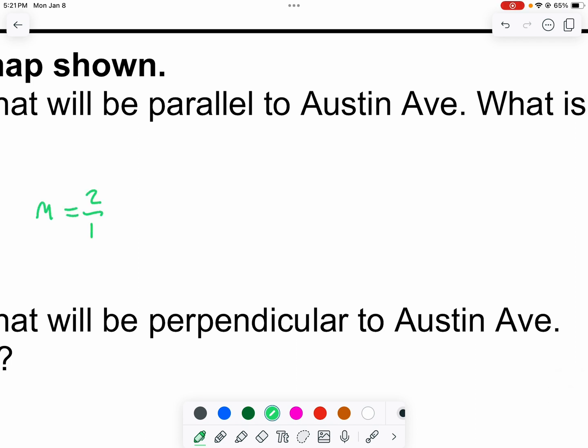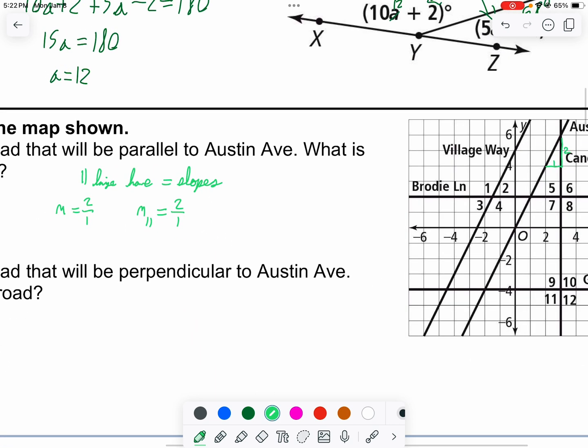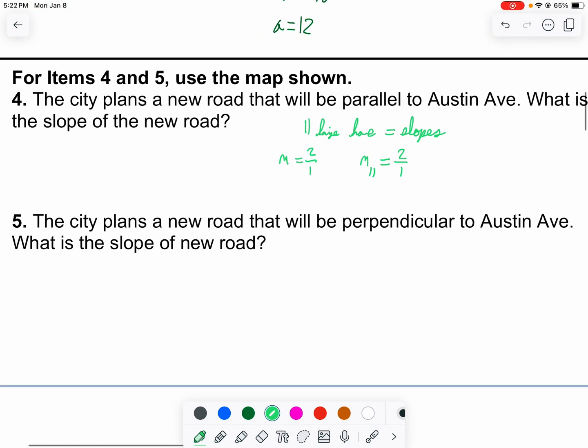2 over 1. So that's the slope of Austin. The parallel line is going to be the same because parallel lines have the same slope. Equal slopes. Now, slopes are numbers, so we can say that they're equal, but if they're shapes, we would say that they're congruent. So what about a perpendicular road to Austin Avenue?